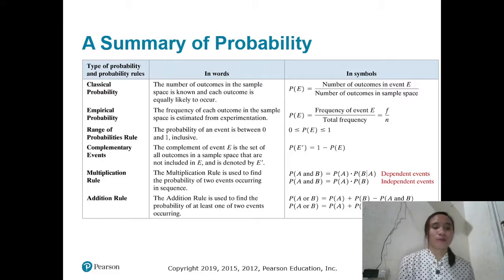Range of probabilities rule: the probability of an event is between 0 and 1, inclusive. Complementary events: the complement of event E is the set of all outcomes in the sample space that are not included in event E, and is denoted by E complement. Multiplication rule: it is used to find the probability of two events occurring in sequence. Addition rule: it is used to find the probability of at least one of two events occurring.